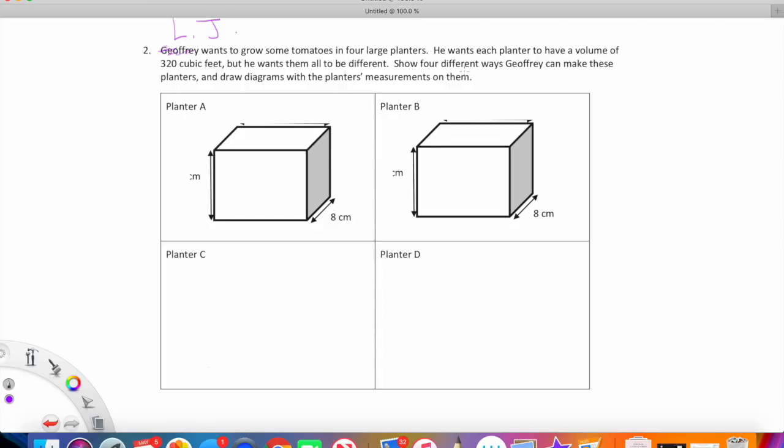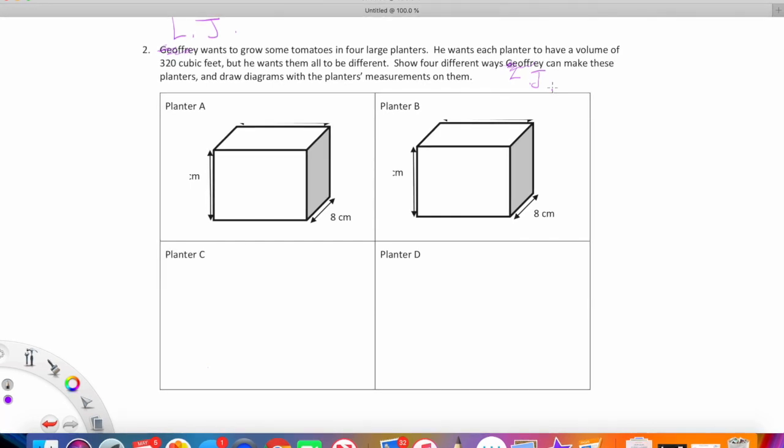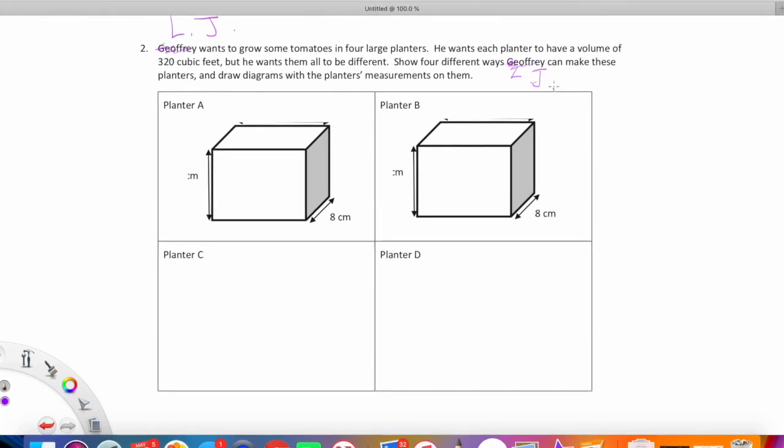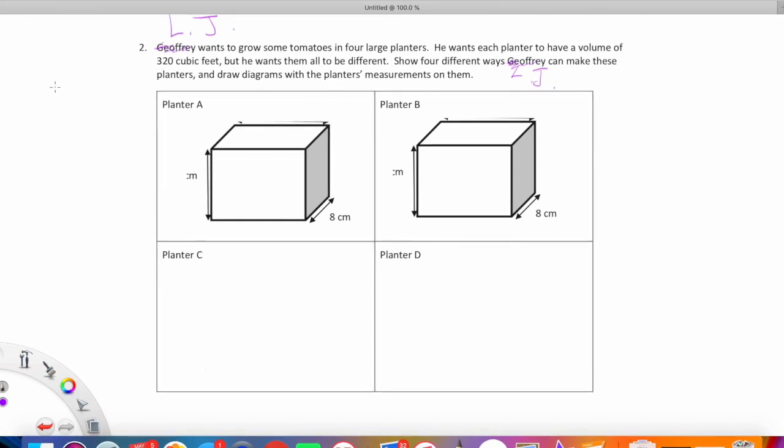LeBron James wants to grow some tomatoes in 4 large planters. He wants each planter to have a volume of 320 cubic feet, but he wants them all to be different. So we have to do different ones for each one of them. Show 4 different ways LeBron James can make these planters and draw diagrams with the planters' measurements on them.